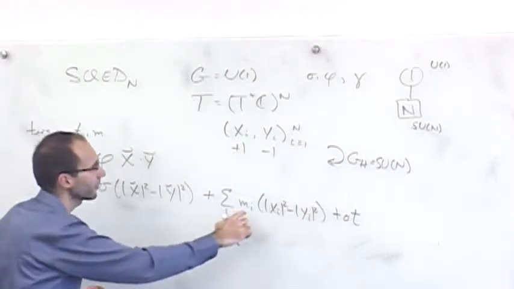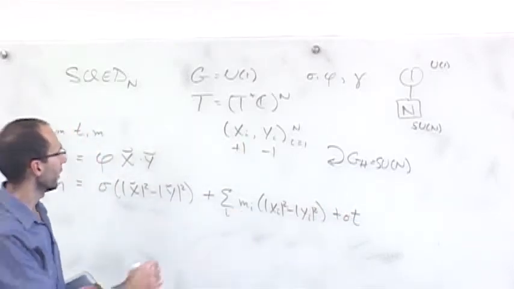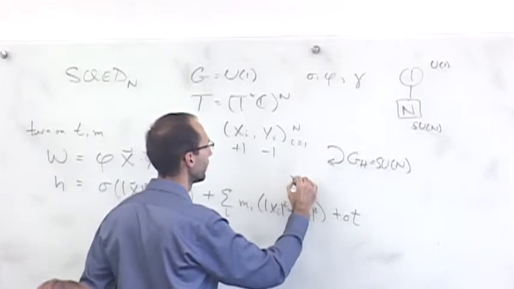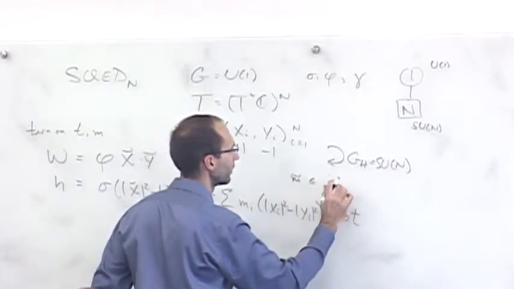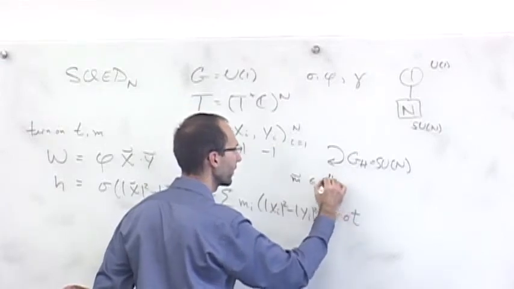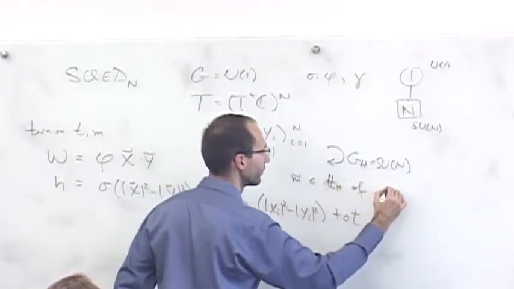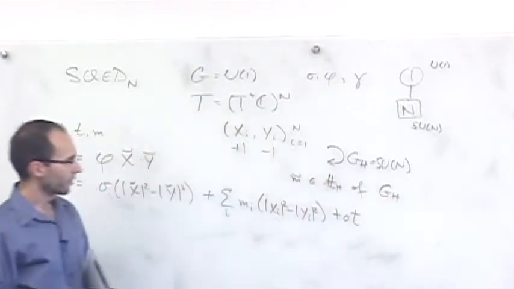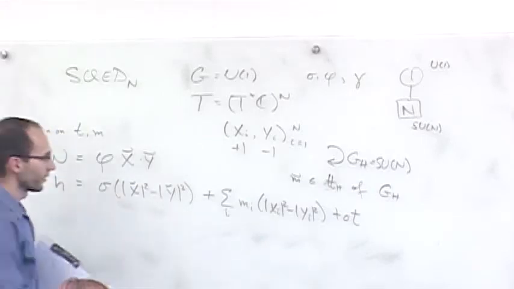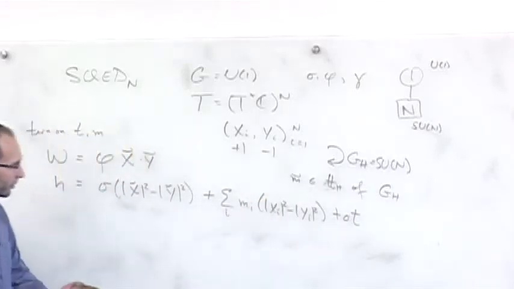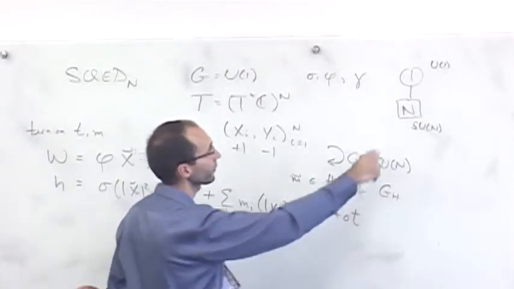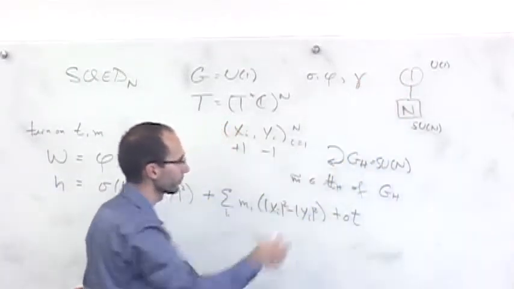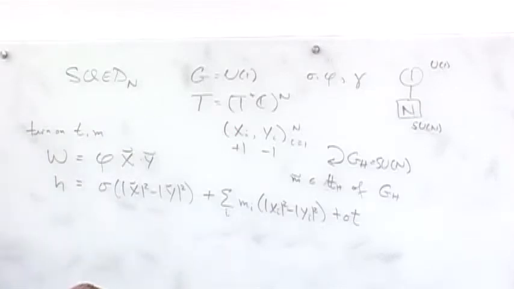So what are the m's? They are sitting in the Cartan of SU(N). There are N of them, and we can normalize them so that their sum is 0. And t is sitting in the Cartan of the U(1) group that shifts the dual photon.